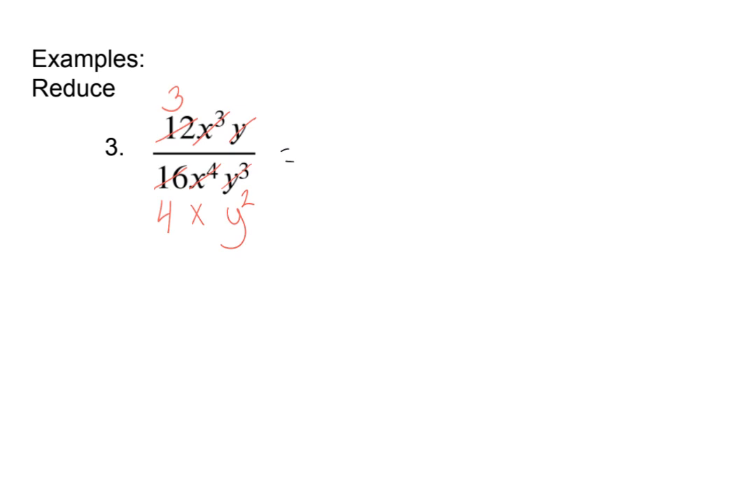At this point, I think I've done everything I can do. I'm going to go ahead and put some things together here and see what we got. Up top, the only thing I had left is a 3. And on the bottom, I've got a 4x y squared.